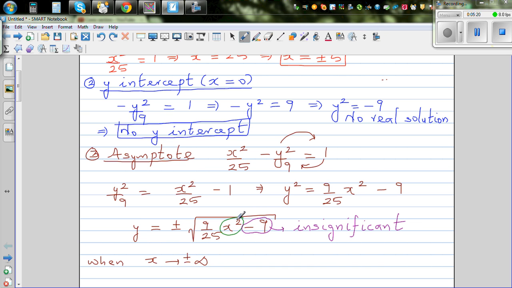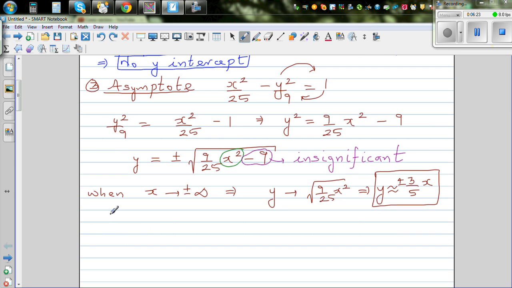I hope you understand mathematically. You can plug in a huge number for x and square it, so that will be infinitely large, and then the minus 9 is not going to matter. Which implies y is approximately equal to, or you can say y approaches, the square root of 9 over 25 x squared. Which implies y is almost going to be equal to plus or minus 3 over 5 x, and that's your asymptote. I'm going to plot this later on.